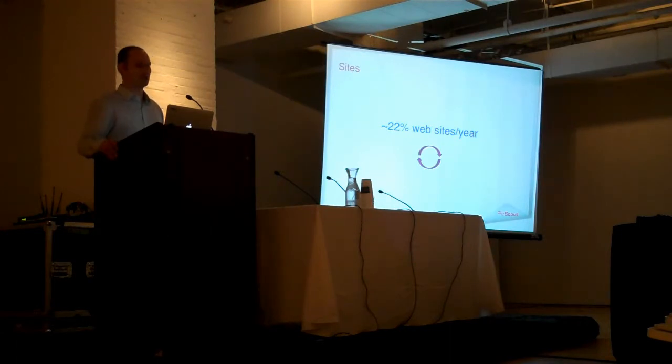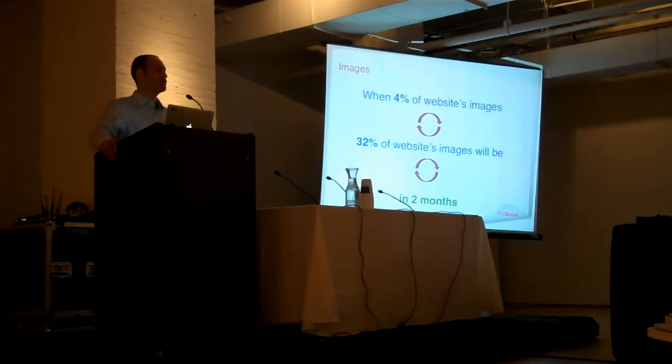And what is most surprising is that we can find a tendency for when a site will consume more images. If we know that a site refreshes about 4% of its images, then within 2 months, 32% will be refreshed as well. That's fascinating. It basically means that we have a heat map of sites that will demand new visual content to be put on the web.